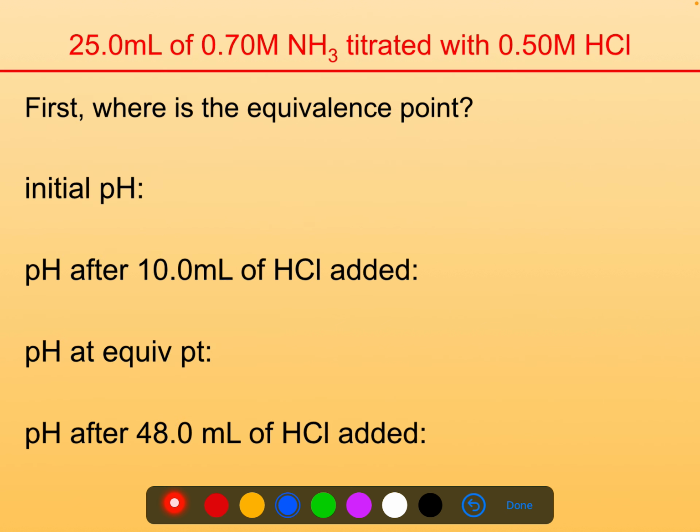So let's look at this one, and I'm going to try to fit it on this screen best as I can. I'm going to write as small as I can. But this is going to go through all 5 steps like we did yesterday with the weak acid and strong base. But for this one, we have 25 milliliters of 0.70 ammonia that is being titrated with 0.5 molar hydrochloric acid.